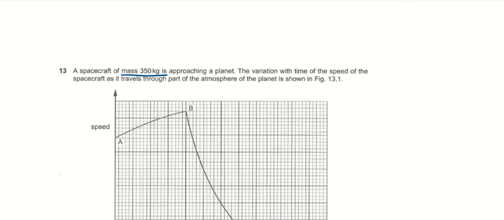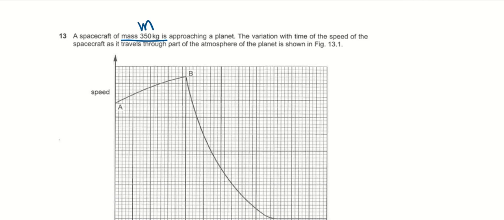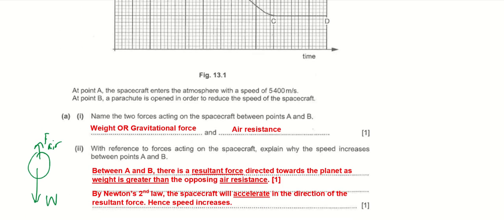Okay, so for section B, a spacecraft of mass 350 kg is approaching a planet. So this is our mass. Then the variation with time of the speed, so this is a speed time graph, as it travels through part of the atmosphere is shown in figure 13.1. So it's labeled A, B, C, and D. At point A, the spacecraft enters the atmosphere, so it starts to experience air resistance. The speed that it enters is 5400 meters per second.